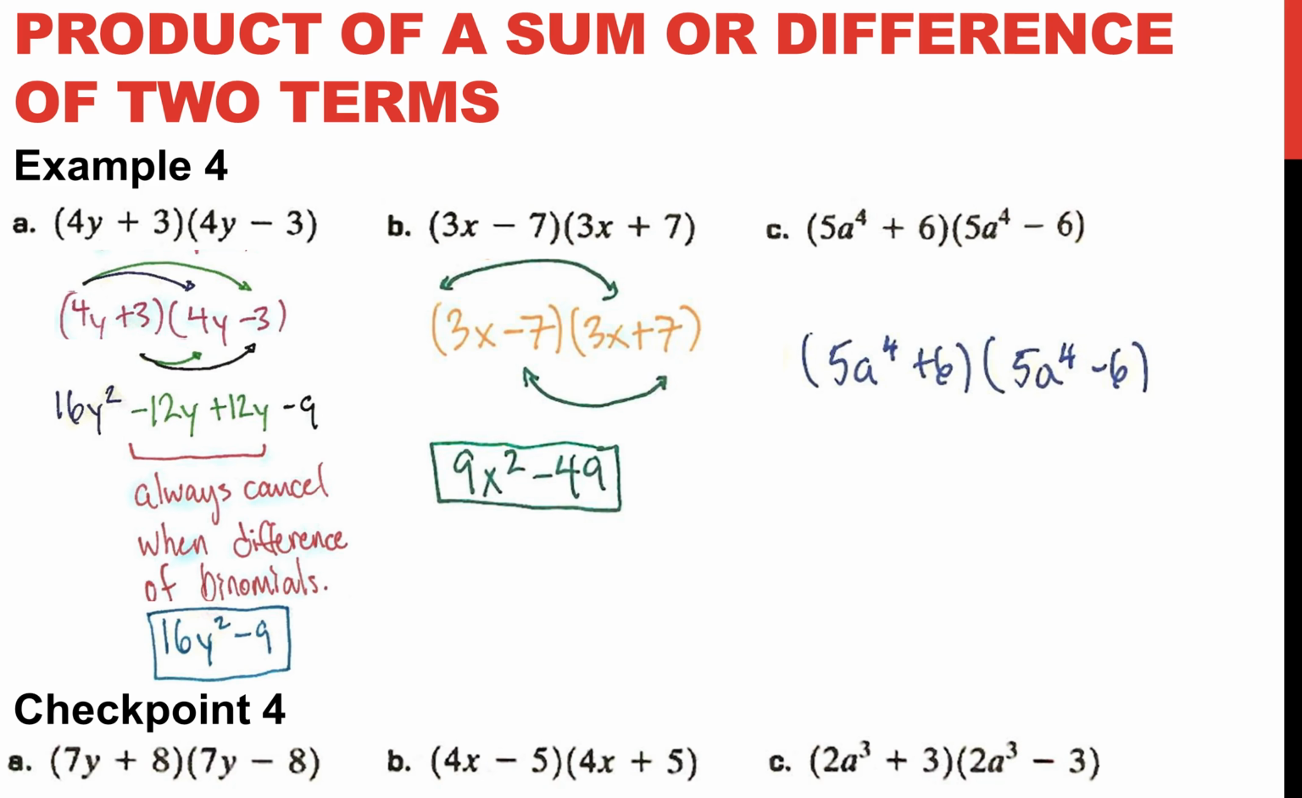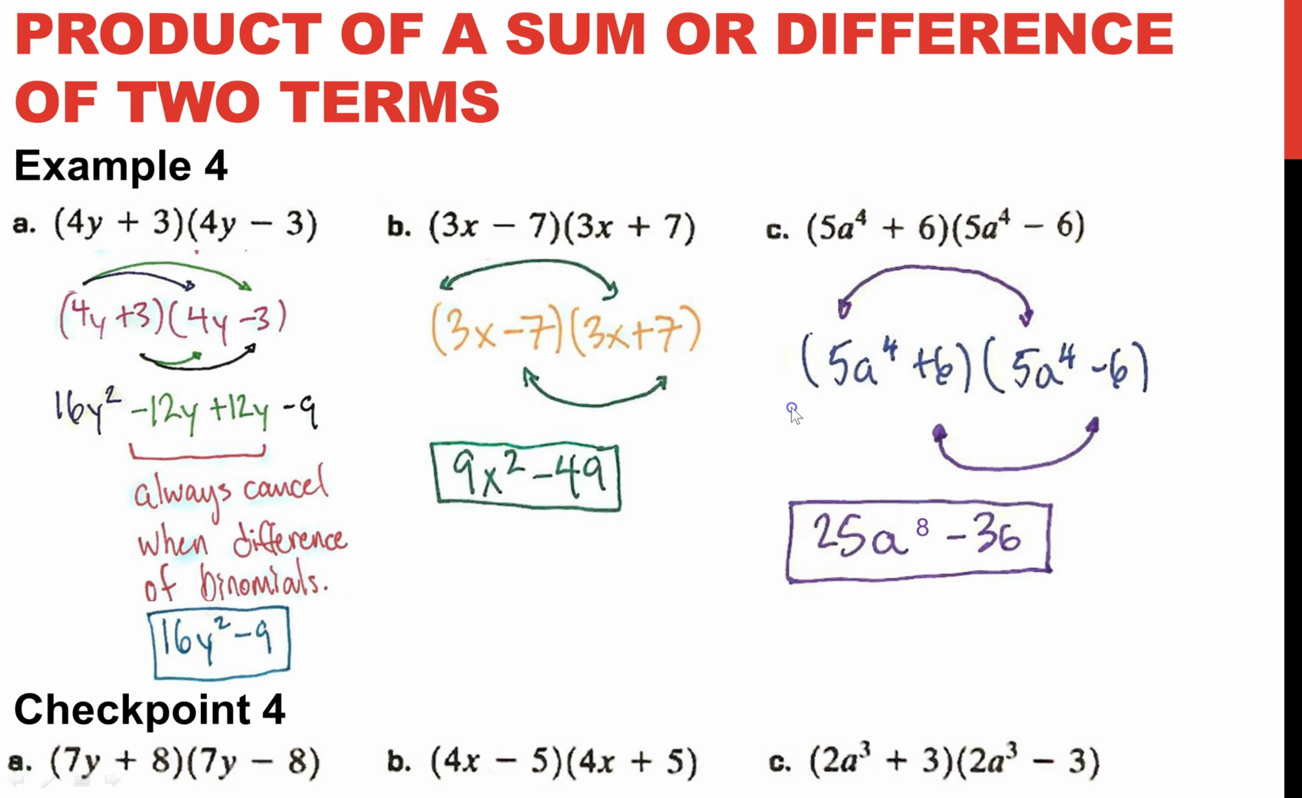And the exact same thing is true here. Don't let the 8 to the 4th trip you out or fool you. You're still just multiplying the first with the first and the last with the last, because those middle terms will cancel when you're talking about a difference of binomials. All right. Sorry for the bad singing, ladies and gentlemen, but it's 25a to the 8th minus 36.